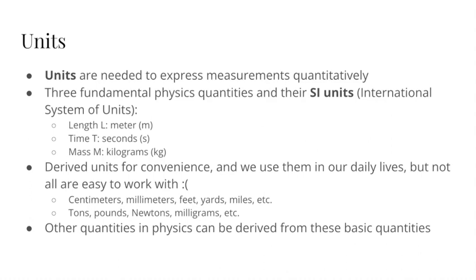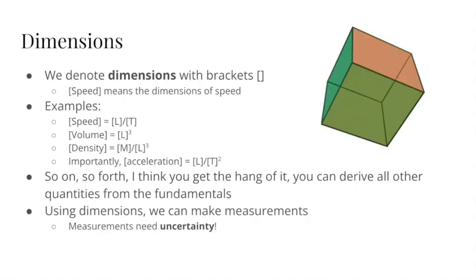And other physics quantities can be derived from these fundamental quantities and have their dimensions. And we denote dimensions with brackets. So for example, here, brackets around speed would mean the dimensions of speed. And here we have a couple of examples.